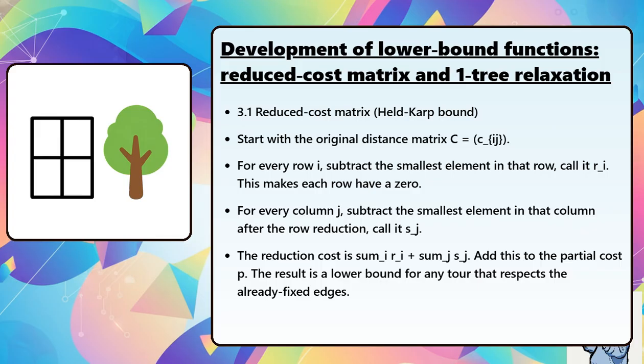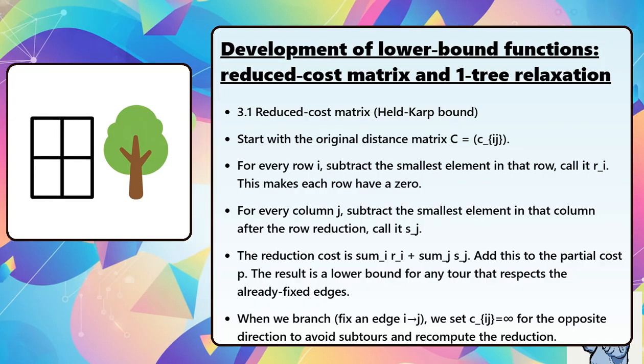Add this to the partial cost P. The result is a lower bound for any tour that respects the already fixed edges. When we branch and fix an edge i to j, we set C_ji equal to infinity for the opposite direction to avoid subtours, and recompute the reduction.